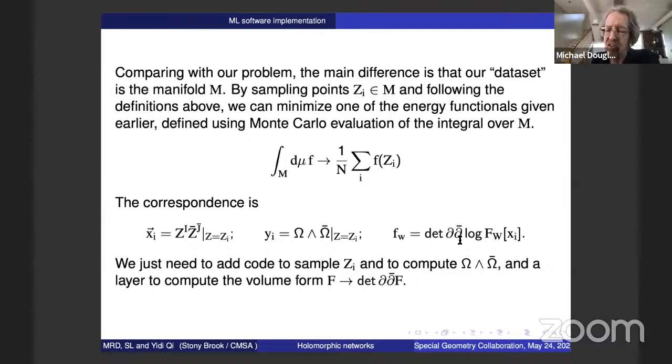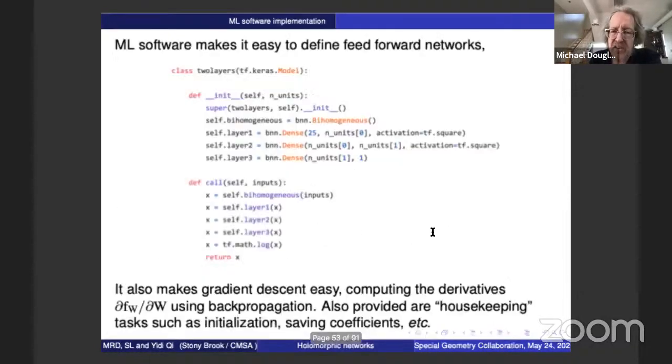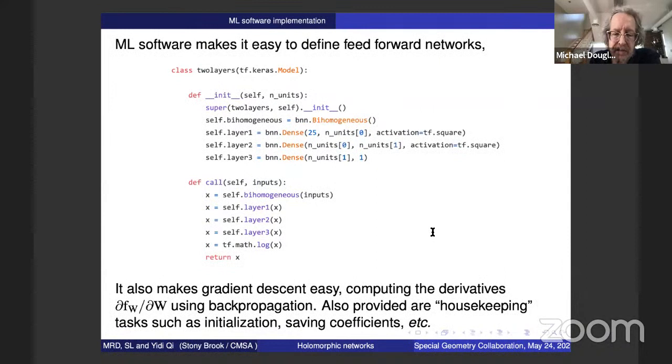Even taking these derivatives is a standard thing. This is what they call backpropagation. The only thing which is really a little bit more work is to take the determinant of this at the end to get the volume form, but that's very easy. So it was actually pretty easy. And of course, I had a very talented student, Yidi Qi, who was quite expert in making TensorFlow do what he wanted. But the basic nature of the problem that we set up was that this was not so hard.